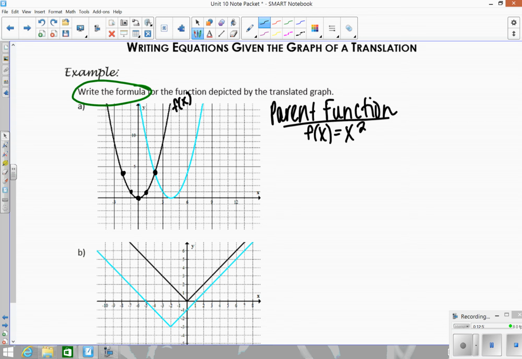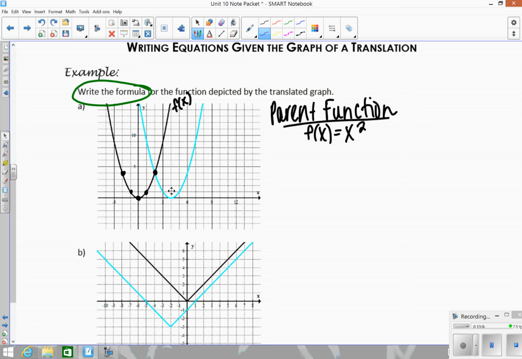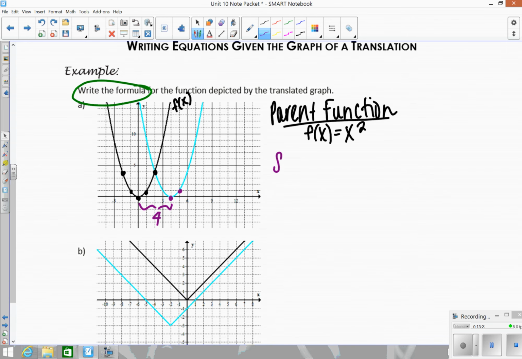So now what you want to do is come up with the formula of the translated graph. So you need to decide, how did I get from the parent function to this one? Looking at the key points here, it looks like I just shifted 1, 2, 3, 4 units. So since I shifted 4 units right, let's say that the shift that occurred here was 4 units right.